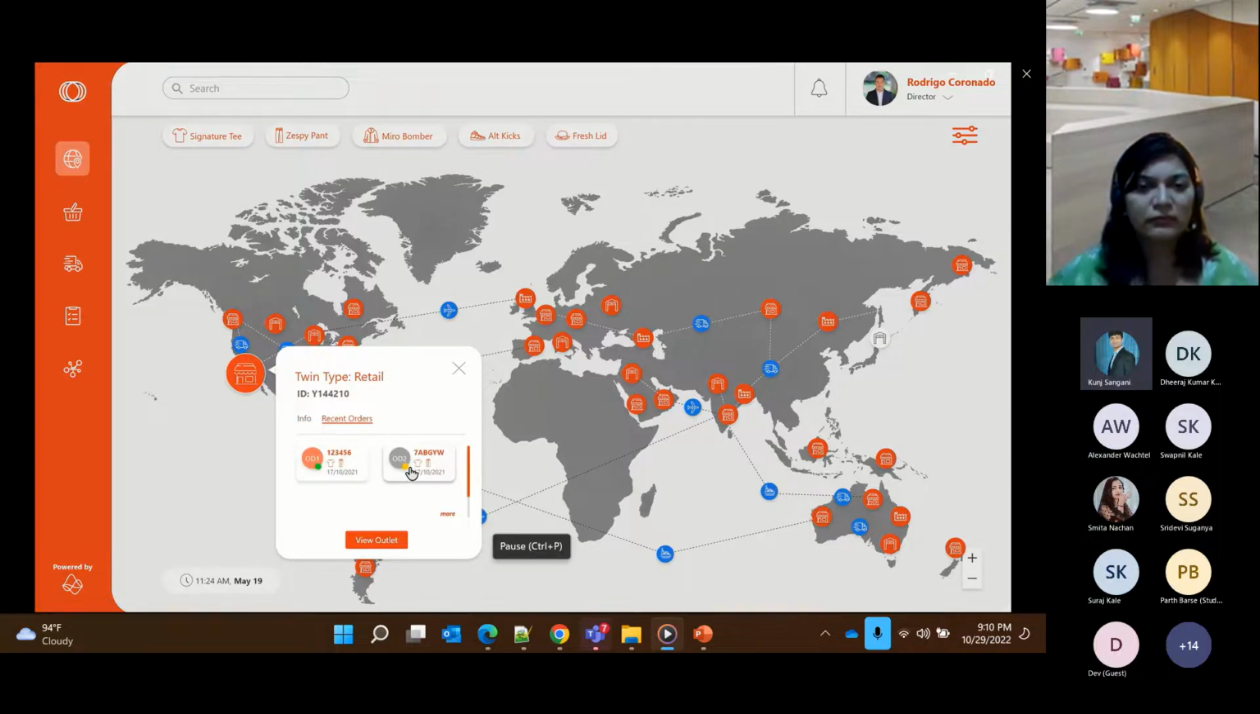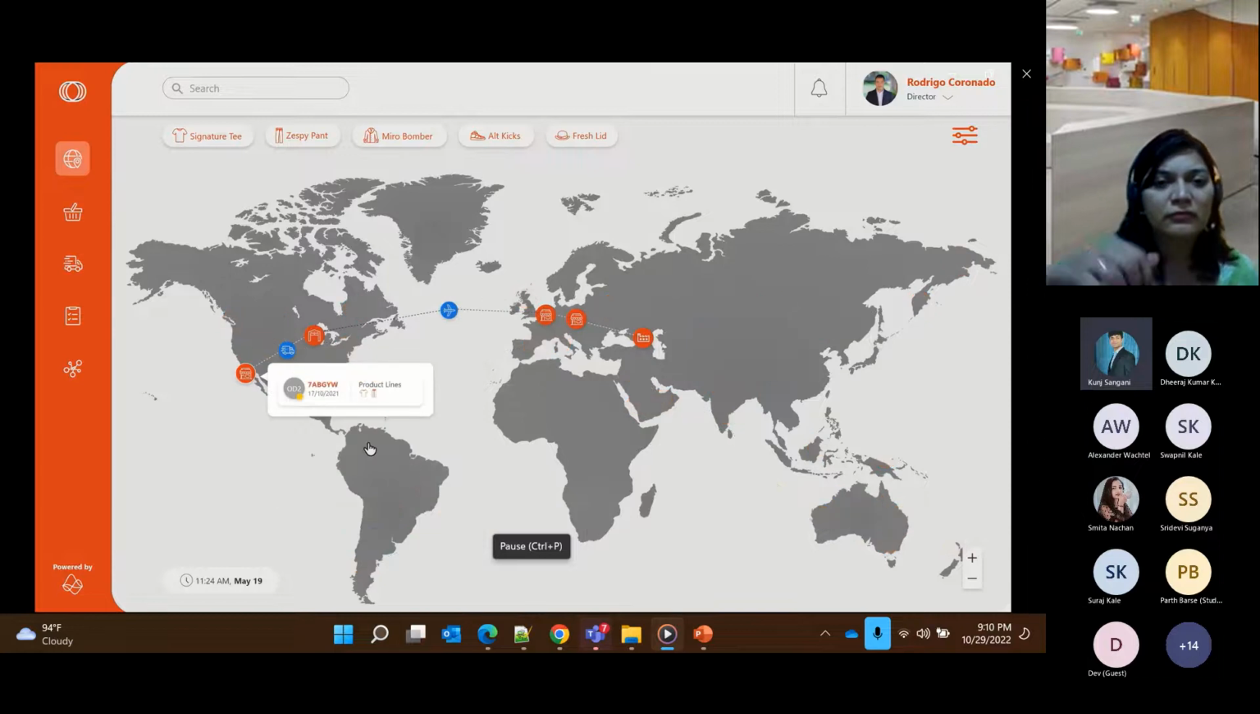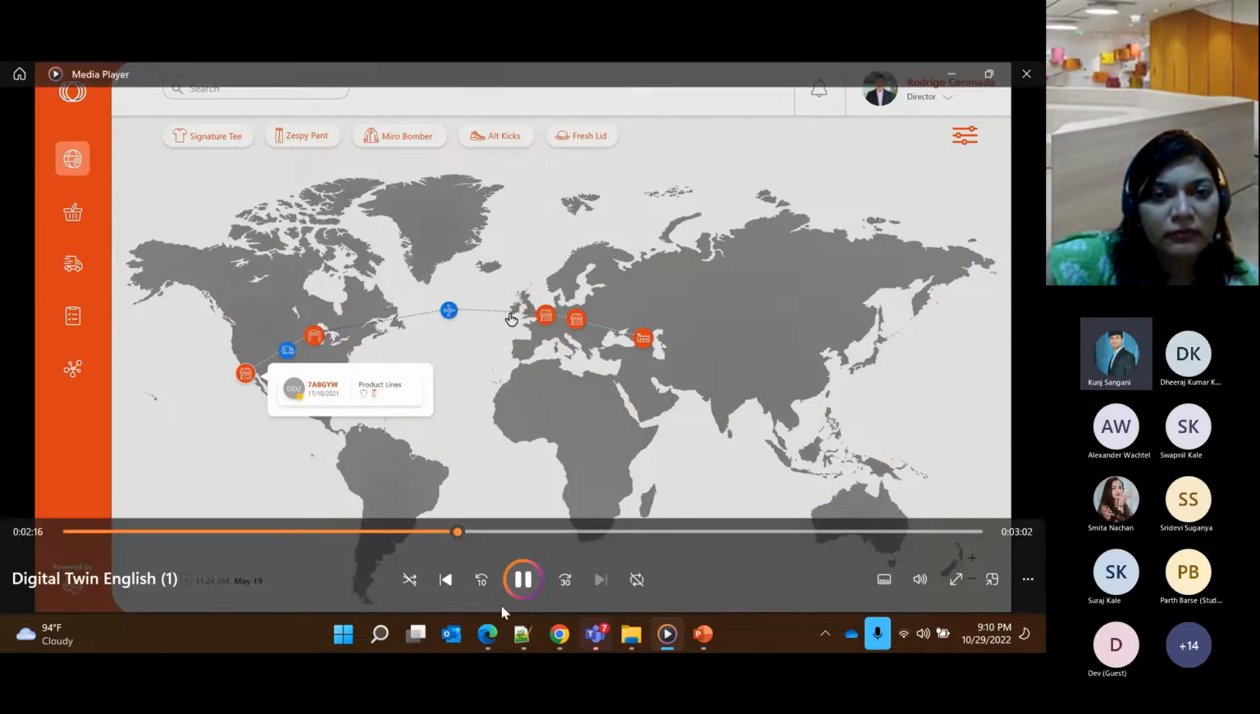As the digital twin connects the overall supply chain and processes, we can click on the t-shirt product and immediately narrow down the supply chain for this.